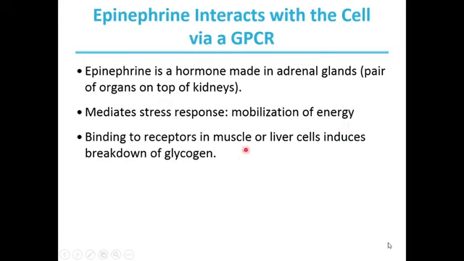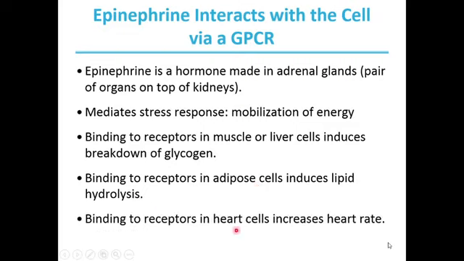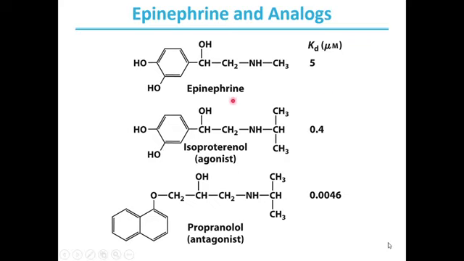Binding to receptors in muscle or liver cells induces breakdown of glycogen, and this is the function of epinephrine. Binding to receptors in adipose cells or fat cells induces lipid hydrolysis. Binding to receptors in heart cells increases heart rate. The structure of epinephrine or adrenaline is shown here. Adrenaline also serves as a neurotransmitter in adrenergic neurons.